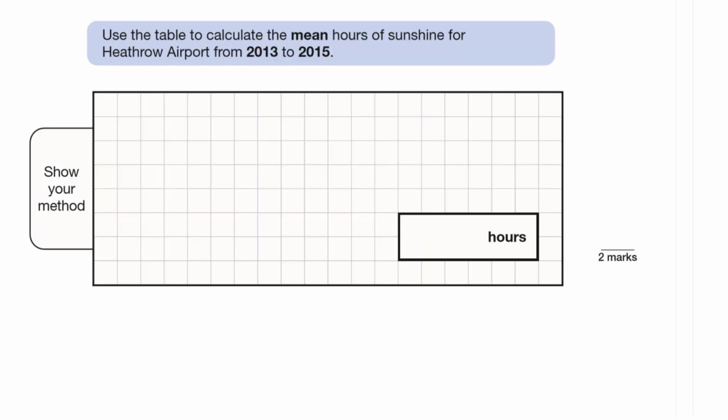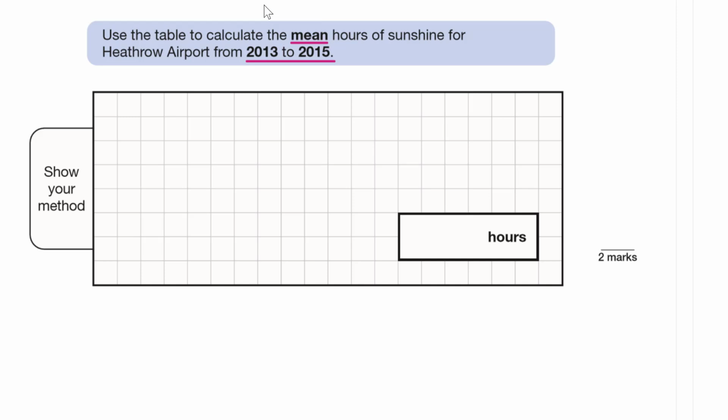Use the table to calculate the mean hours of sunshine for Heathrow Airport from 2013 to 2015. So a couple of important bits of information here. We're calculating the mean. That is also one of the statistic learning objectives for Year 6. It's in my statistics ebook. If you don't know what the mean is, you need to do a lesson on that. Calculating the mean is a specific type of average. The other thing to take note of was only from 2013 to 2015, so don't do all the other years.